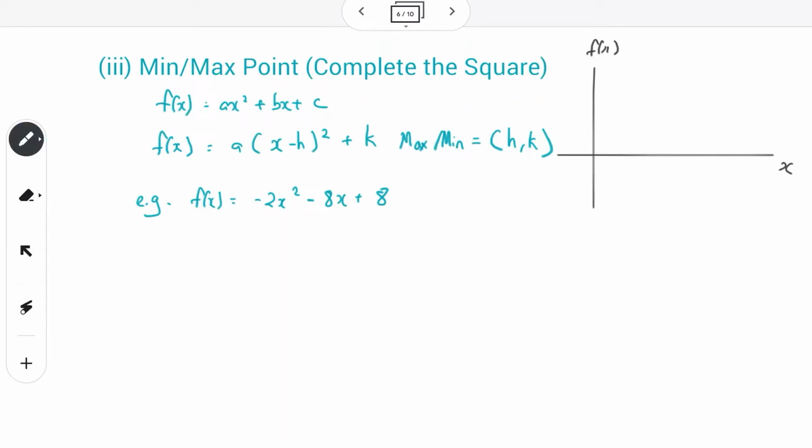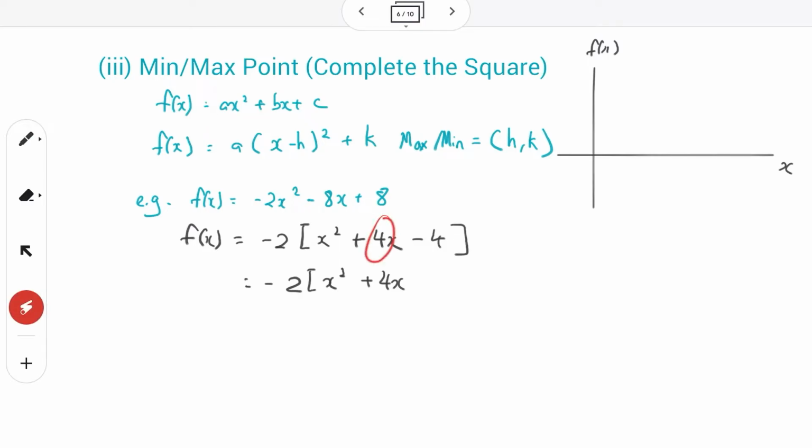So now let's start with a simple example of f(x) equals negative 2x squared minus 8x plus 8. To complete the square, the first step is to take the a out of the equation, which is negative 2 in this case. Therefore, you're left with x squared. The other values will also have to be divided by negative 2. So negative 8 divided by negative 2 is plus 4x. Positive 8 divided by negative 2 is minus 4. You're left with that. The next step is to then take this value, i.e. the coefficient of x, and divide it by 2, and then square it.